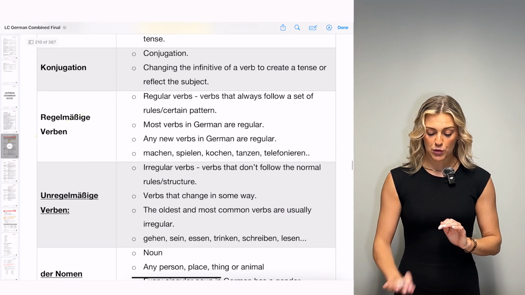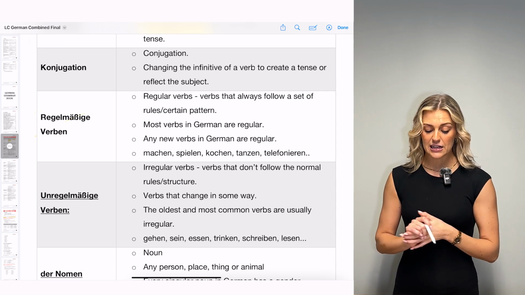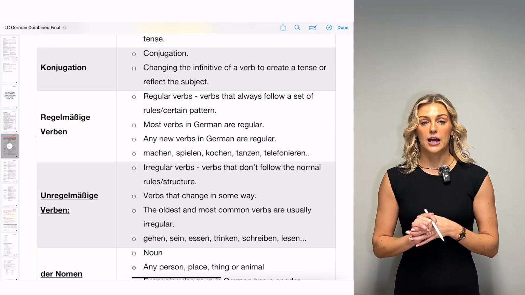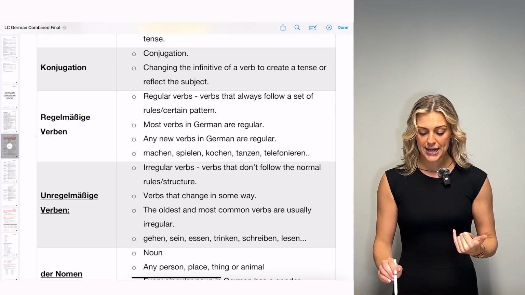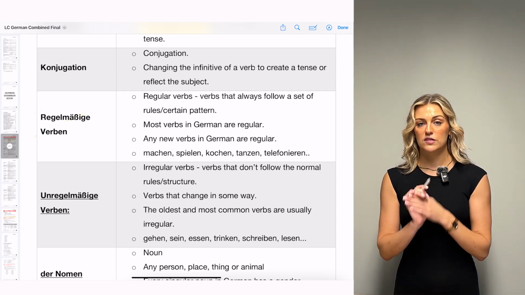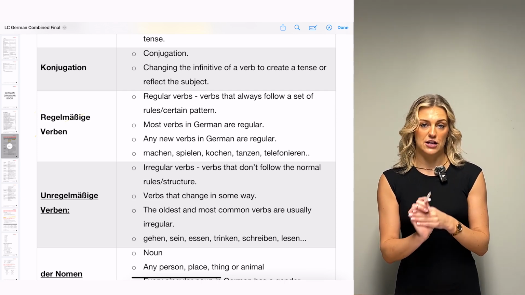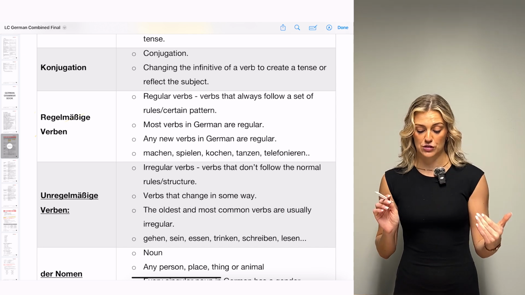And finally then, what we're going to look at first of all here is regelmäßige Verben. Ein regelmäßiges Verb is a regular verb, all right? And regular verbs are verbs that always follow a certain set of rules or a certain pattern, okay?